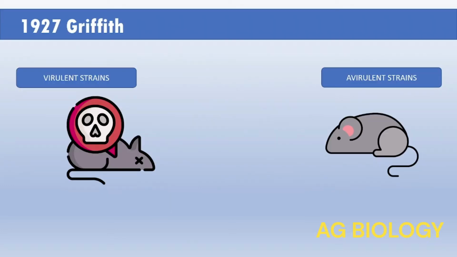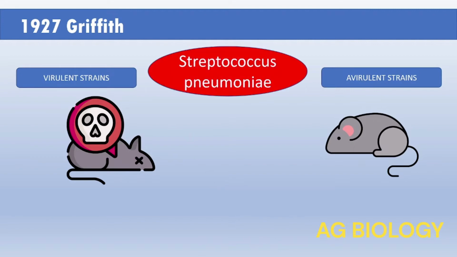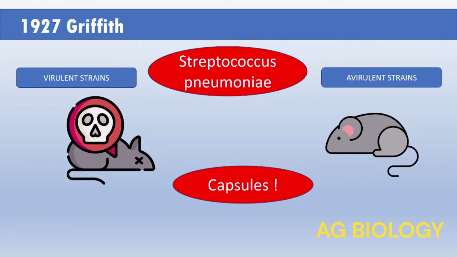In 1927, Frederick Griffith performed several experiments that laid the foundation for understanding the nature of genetic material. He was conducting experiments with several different strains of the bacterium Streptococcus pneumoniae. Among those, some were virulent or infectious, causing pneumonia in mice and humans. Others were avirulent or non-infectious strains which don't cause any illness. The difference in virulence depends upon the presence or absence of a polysaccharide capsule.